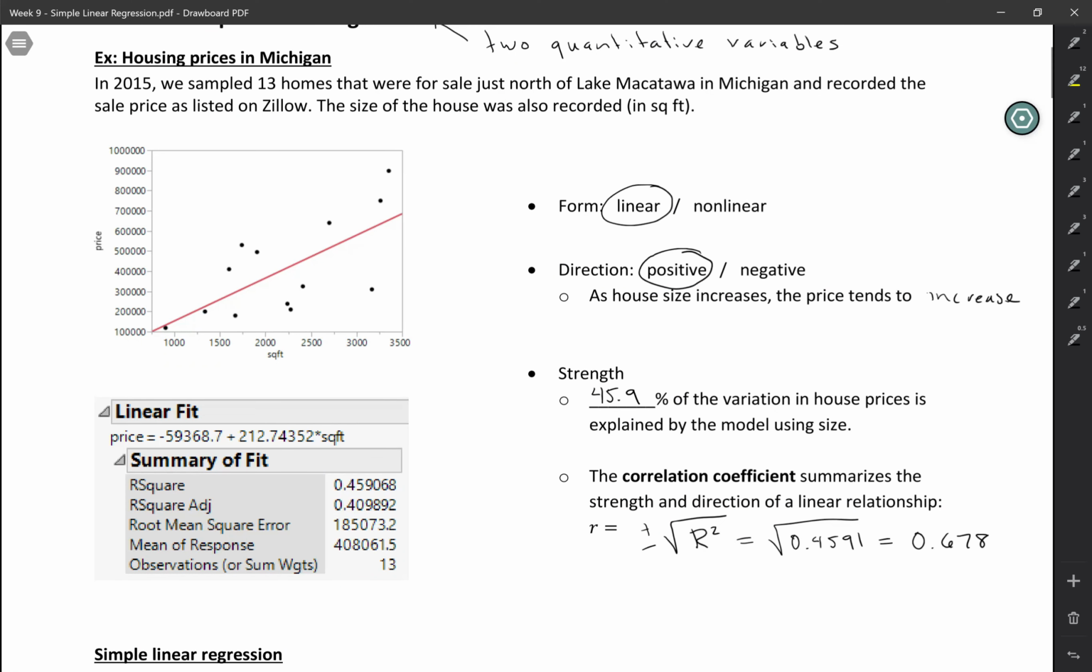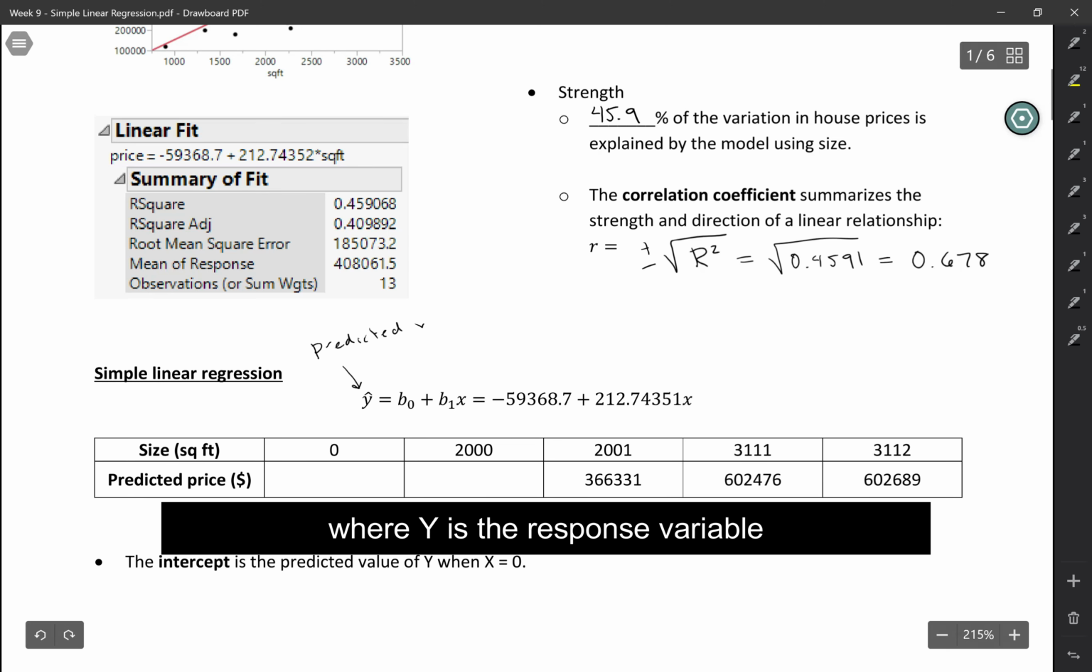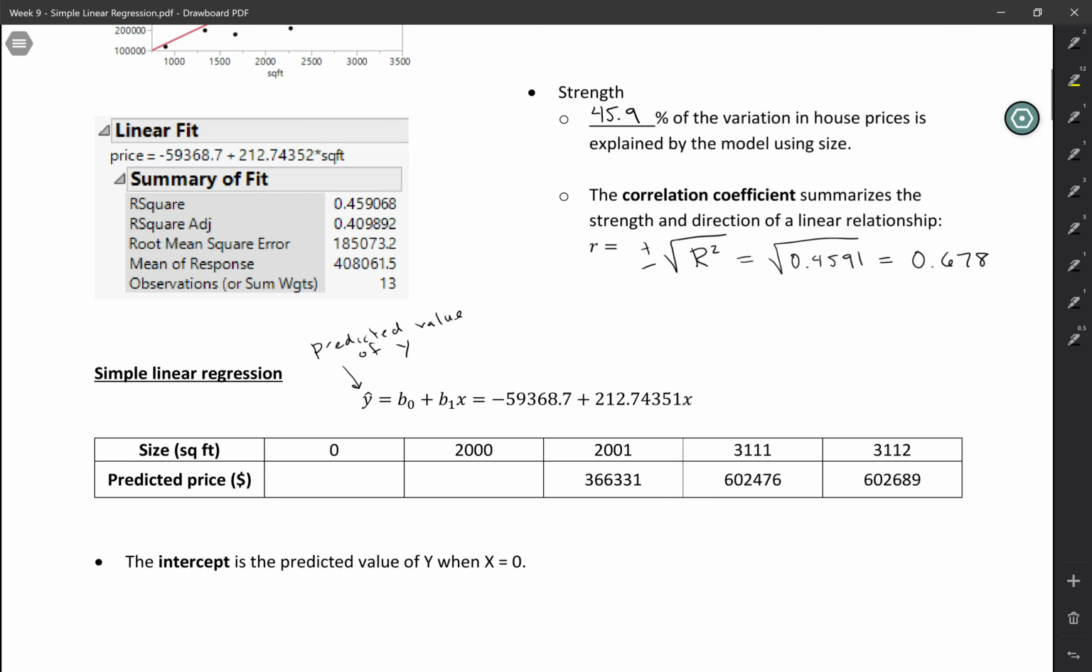You can't have a negative amount of variability explained. Now let's look at the actual regression equation. You notice that the equation is given here with the linear fit. I've written the equation here as y hat equals b0 plus b1x. There are actually several different ways that you can write this, but it's important to know what y hat represents. This is the predicted value of y. When we put a hat on it, that's saying that it's the predicted y as opposed to the actual data. And then x is just whatever we're plugging in. This is our explanatory variable.